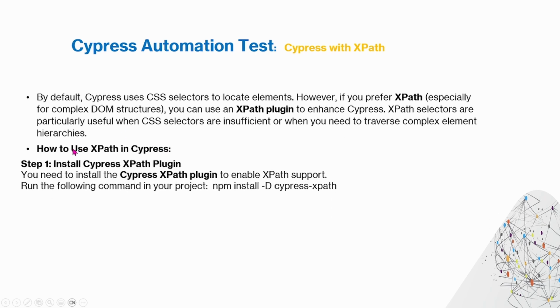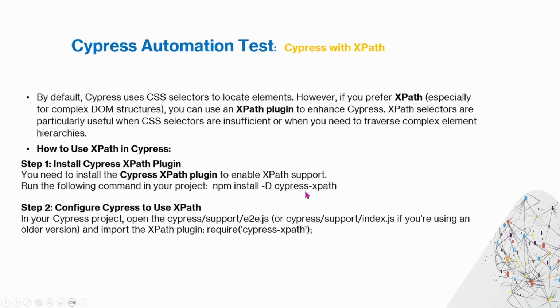In order to use XPath in Cypress, these are the steps that you need to follow. First, install the Cypress XPath plugin. You need to install the Cypress XPath plugin to enable XPath support. Run the following command in your project: npm install -D cypress-xpath, and this will install the package or plugin.